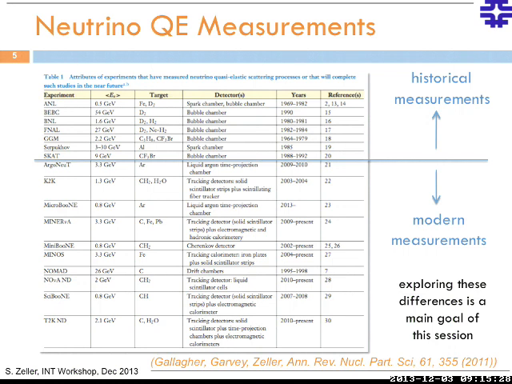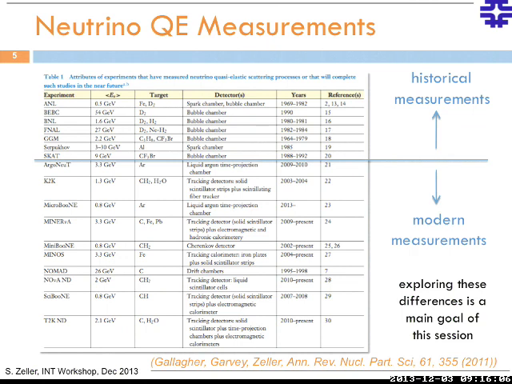So here's all the different experiments that have published results on quasi-elastic scattering over time, their mean energy, what neutrino target they employed, what type of detector they used, and what year they produced their results and what year their experiment ran. So above this line are all the historical measurements. You can see they date back as early as the 1960s, and most of them used bubble chambers filled with deuterium to do their measurements. Below the line are the modern measurements. As you can see, they covered this interaction over a variety of different energies. They also employed a variety of different detectors.